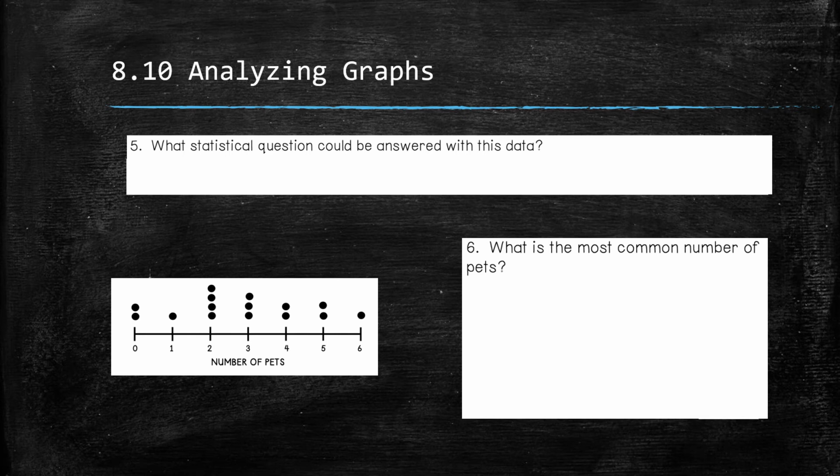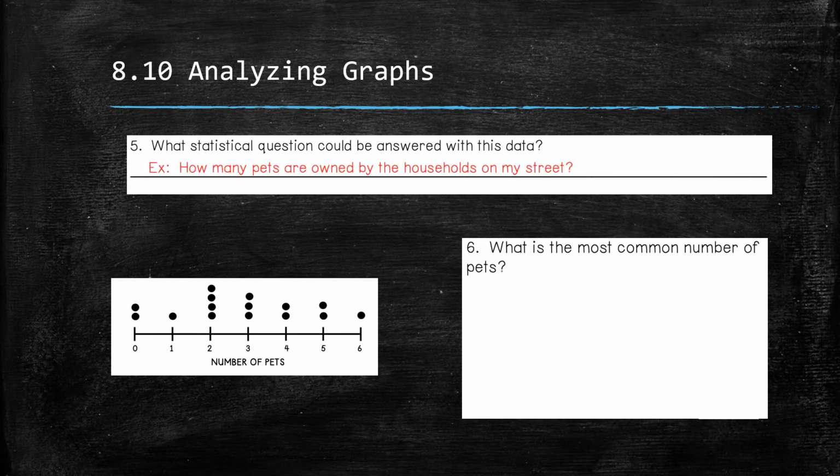What statistical question could be answered with this data? So here I have a dot plot, and of course each and every one of you watching this video can come up with a different statistical question. Mine is, how many pets are owned by households on my street? And then what is the most common number of pets? When you look at it, where is the high point? Right here. So therefore, 2 pets is the mode.